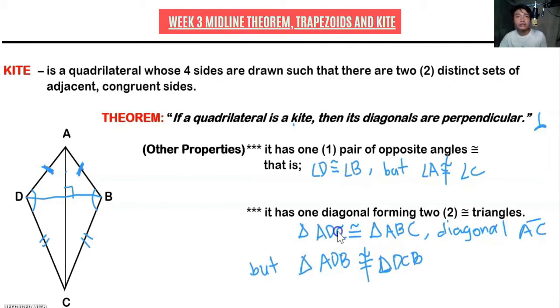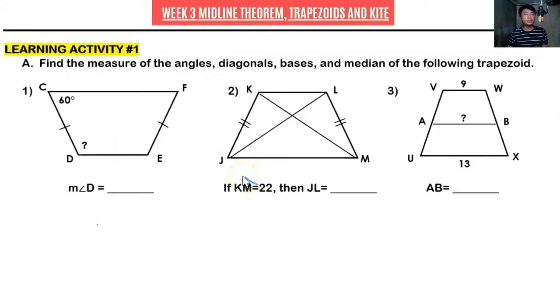Okay. So, magsasagot na tayo ng ating activities. So, learning activity number 1. Find the measure of angles, diagonal, bases, and median of the following trapezoid. Number 1, yun yung figure. Hinahanap natin ay si D. Ngayon, isa lang yung binigay na measure. That is angle C. Okay? So, ngayon, nahanapin natin si angle D.